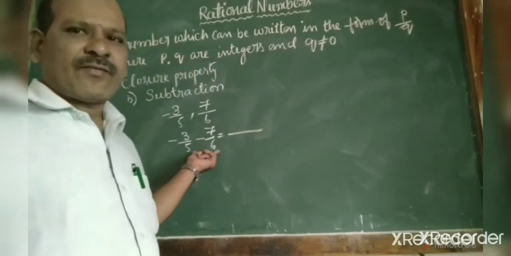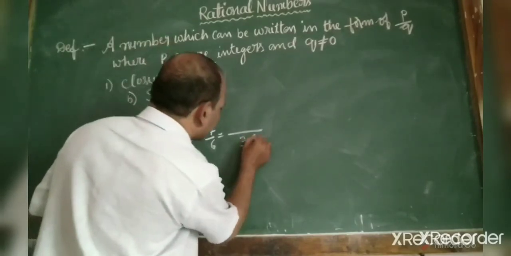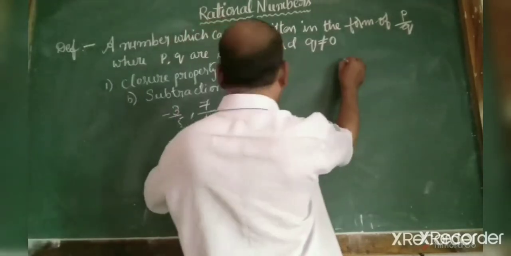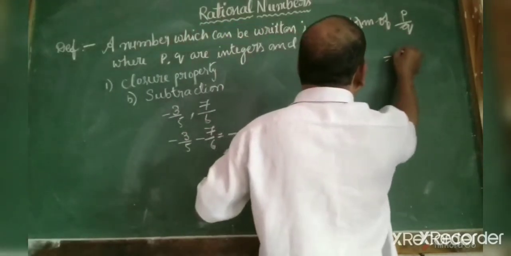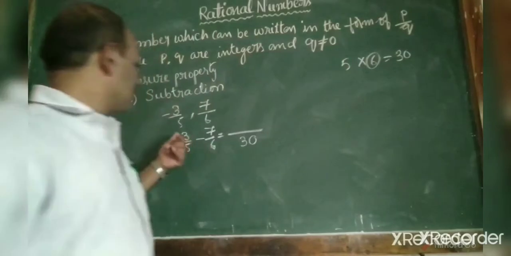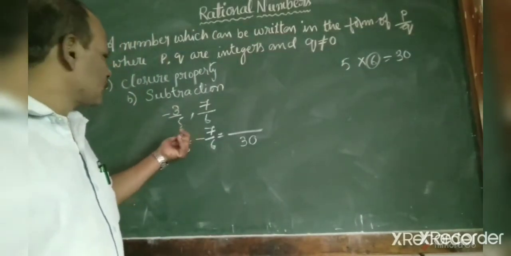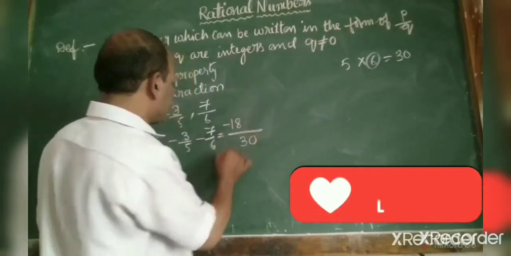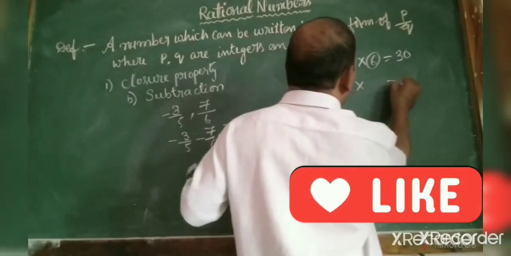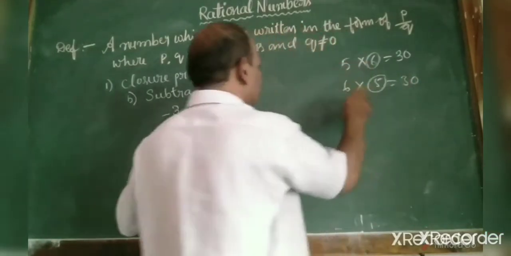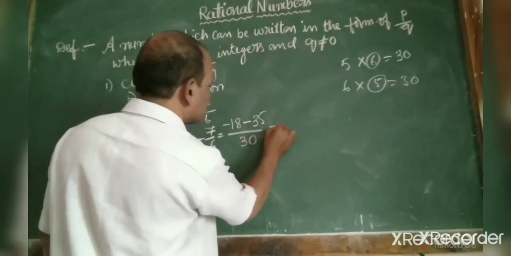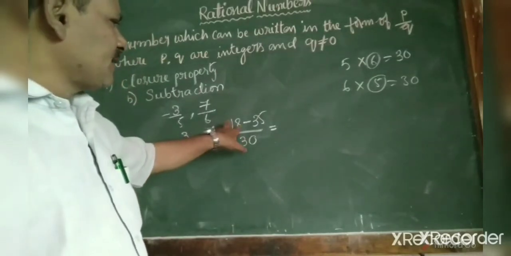Minus 3 by 5 minus 7 by 6. Now LCM of these 5 and 6 is 30. 6 how many times in 30? 5 how many times in 30? 5 into 6 is 30. This 6 into corresponding numerator 3, 6 into 3, minus 18. Because of this minus. 6 how many times in 30? 6 into 5 is 30. That 5 into numerator 7, 5 into 7 is 35, is equal to minus 18 and minus 35.